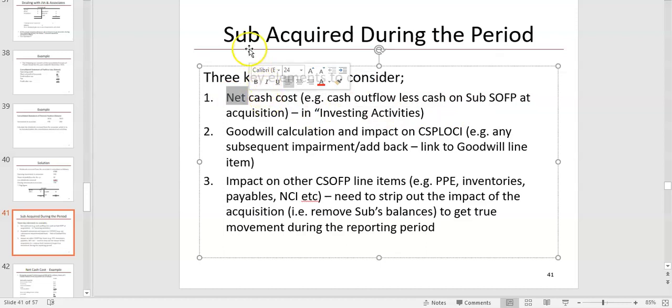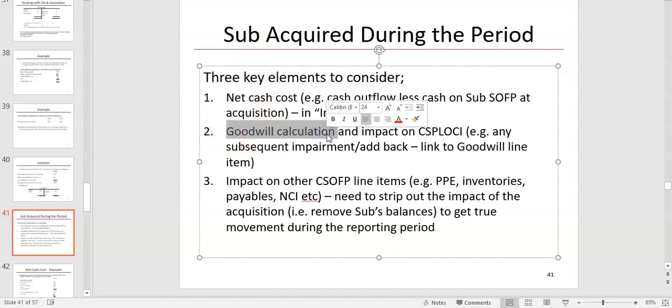Likewise, if you acquired a sub during the year, and this is tricky, you probably have a goodwill calculation. Remember, this will all be done for you. They'll give you the finished statement of financial position. If there was goodwill, that will help explain the movement in intangible assets over the period. So if intangible assets went from 100 million to 200 million, a lot of that could have been the goodwill from the calculation. Or there could be impairments within goodwill.